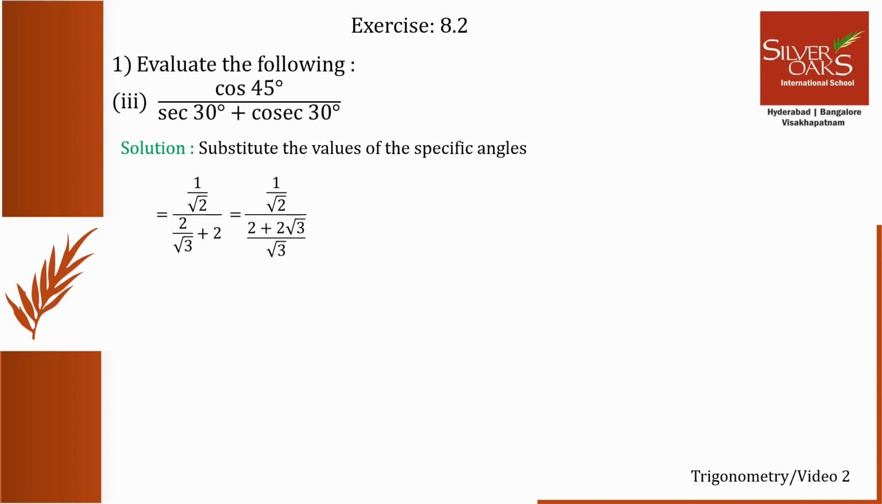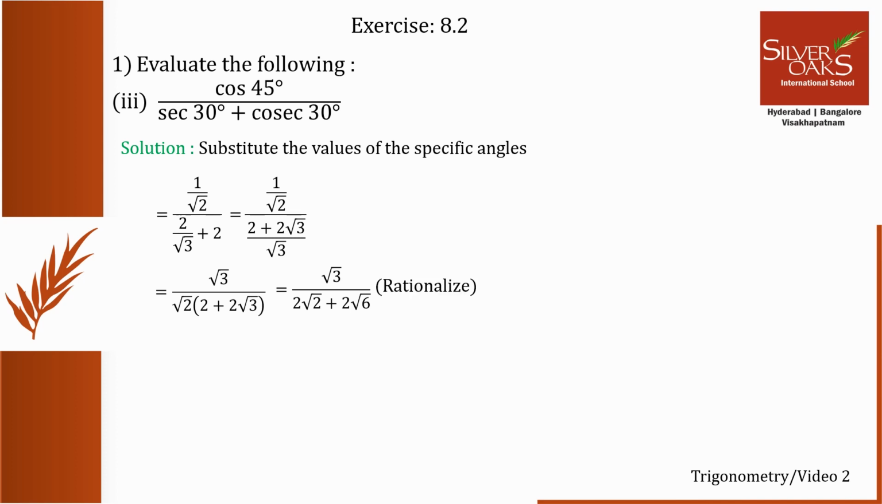Root 3 is the LCM. Then divide 1 by root 2 by 2 plus 2 root 3 by root 3. So root 3 goes up. Root 2 into 2 plus 2 root 3. Then multiply root 2 into 2 plus 2 into root 2 into root 3. Root 2 into root 3 becomes root 6.